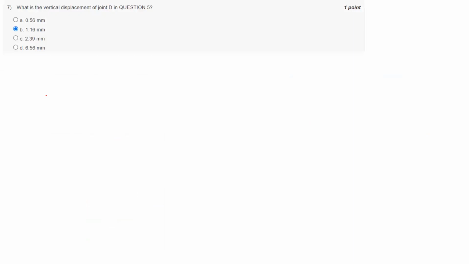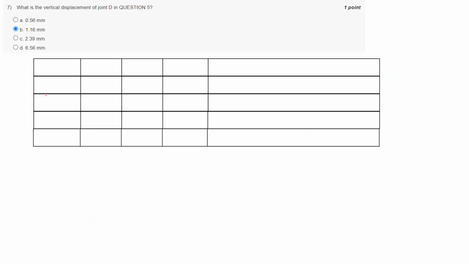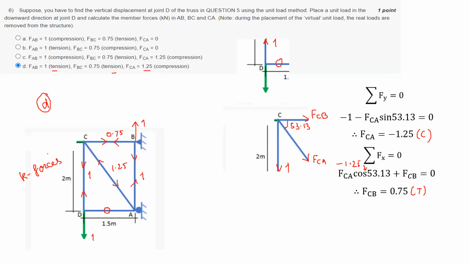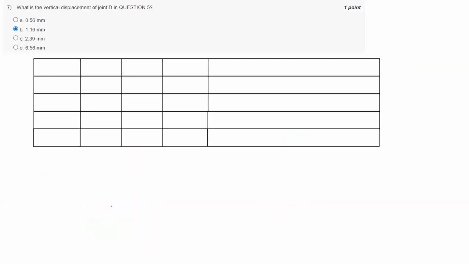Then go to question 7. What is the vertical displacement? So we have 4 members. I have not considered member AD because P is also 0 and K is 0. So now we will write the forces. Now you know the forces. So we have member length, P K L. We have AB. AB we have 2000, which is vertical.